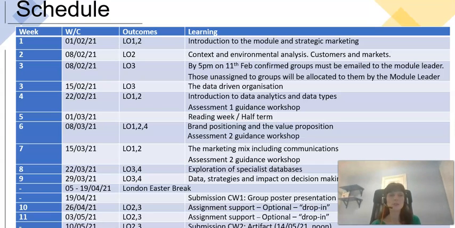Then on the 1st of March, we've got the reading week, so we've got no delivery that week. And then the week after, week 6, we're back into marketing and we're considering our brand position and the value proposition of the organisation. And then in the workshops or the seminars that week, we're actually looking at the assessment 2 guidance. So you get a really clear picture on both assessments as to what you should be doing.